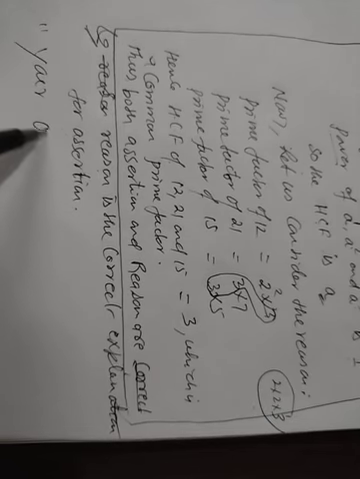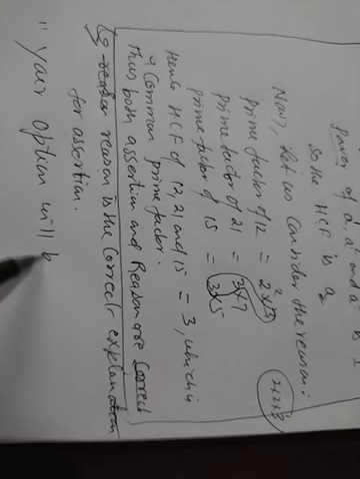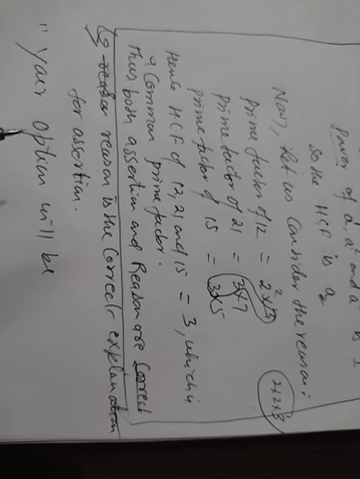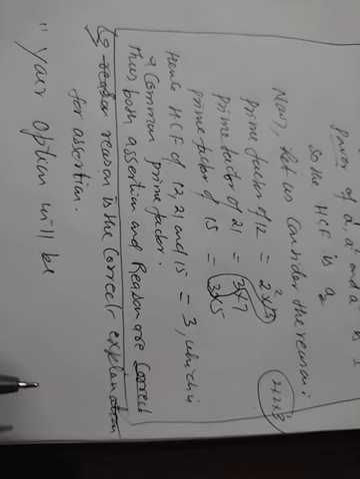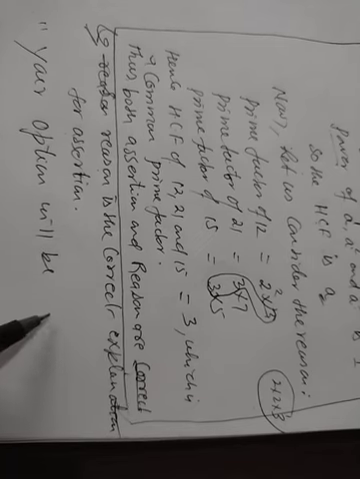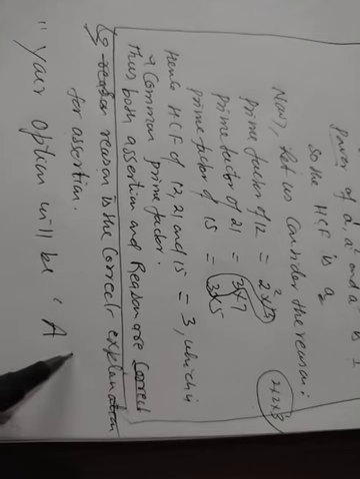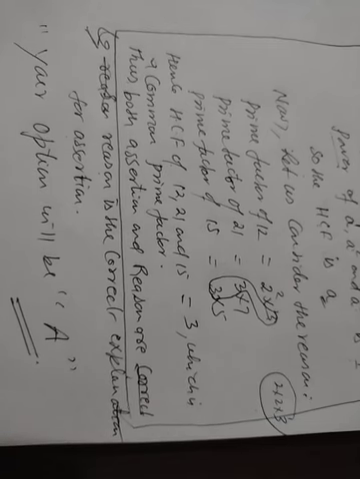Okay, students, in this case your option will be what you have studied. If the assertion and reason both are correct, if both A and R are true and R is the correct explanation of the assertion, then in this case your option is A. Okay student, I hope you have understood.